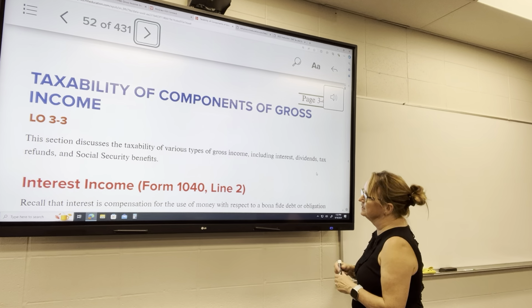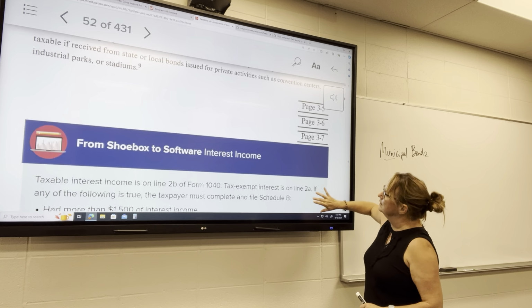Interest is taxable, though, if it's received from state or local bonds issued for private activities. So for example, big cities that raise money for stadiums, like NFL stadiums, will issue a bond to pay for the building of the stadium. That would not be considered a tax exempt municipal bond. So it's gotta be for general purposes, like school bonds and things like that.